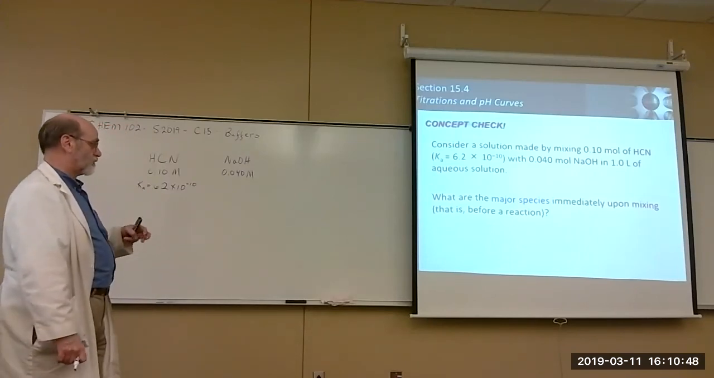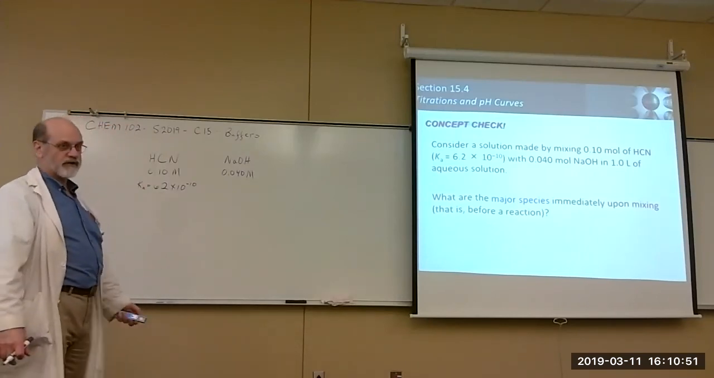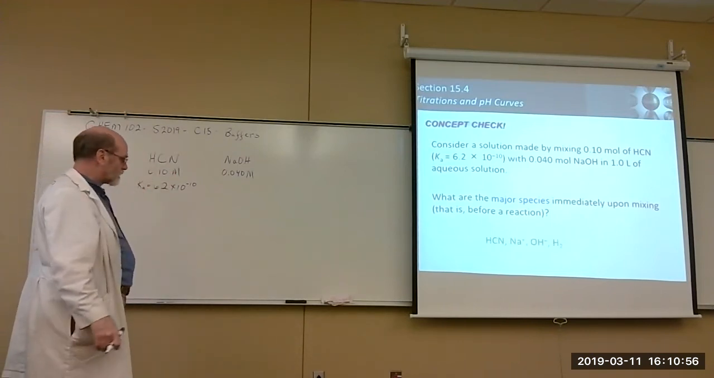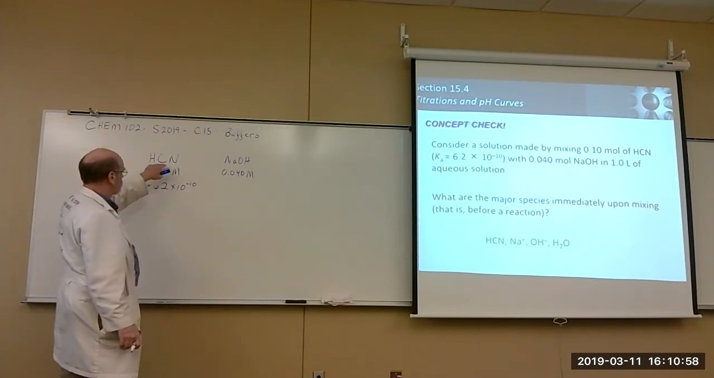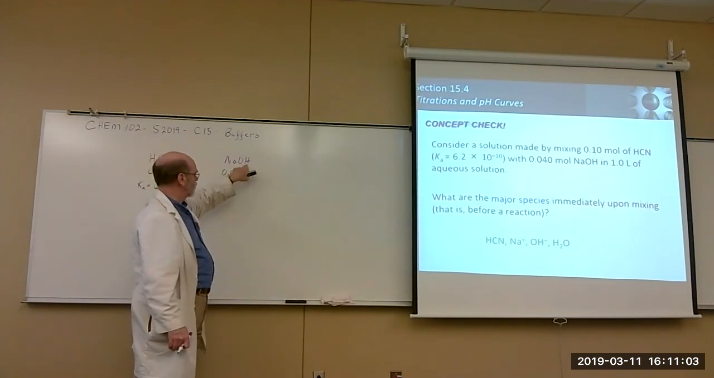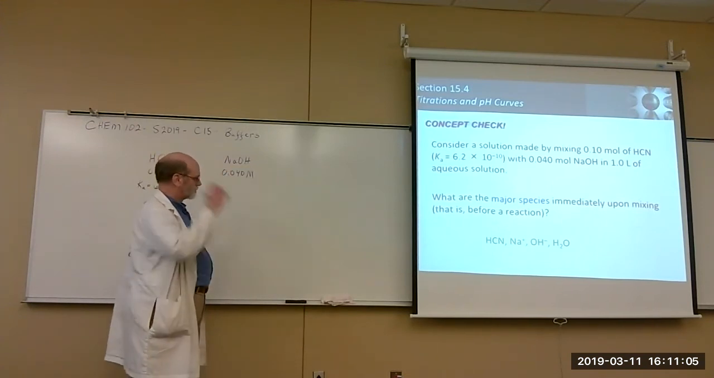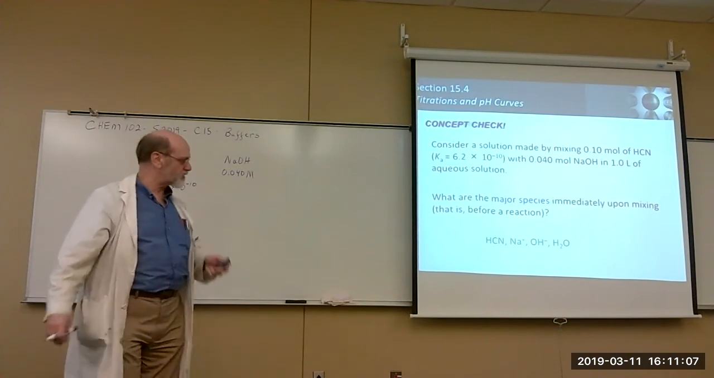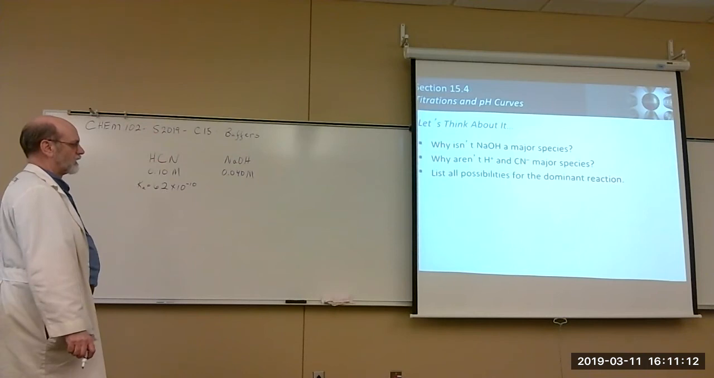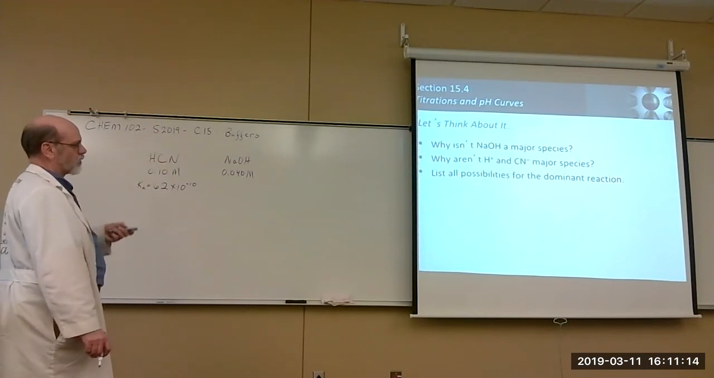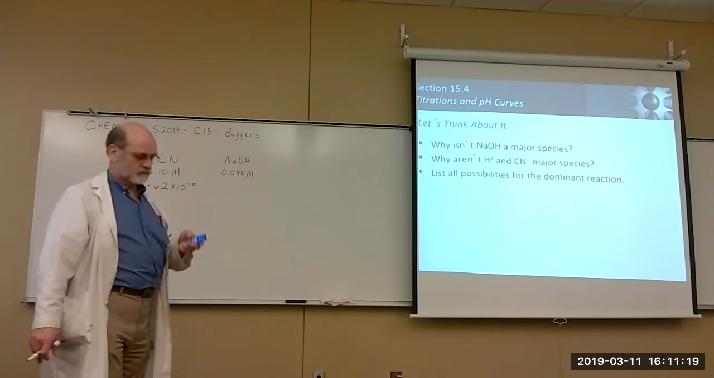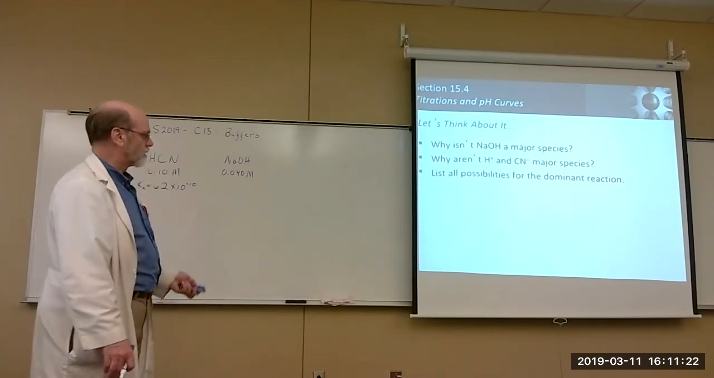Before the reaction, because we're talking about stoichiometry, we need to know our starting point. So the major species are hydrogen cyanide, sodium ions, hydroxyl ions, and water. Those are the major species. Of course, sodium hydroxide is not a major species because it completely dissociates in water. That is your starting position.